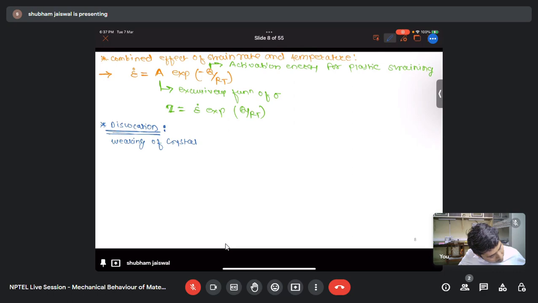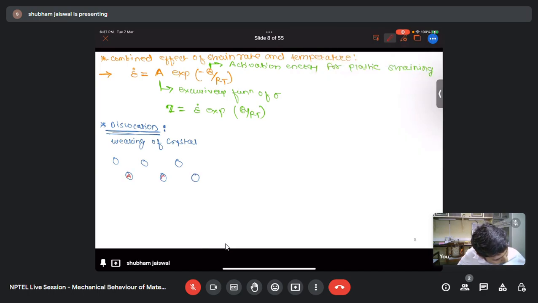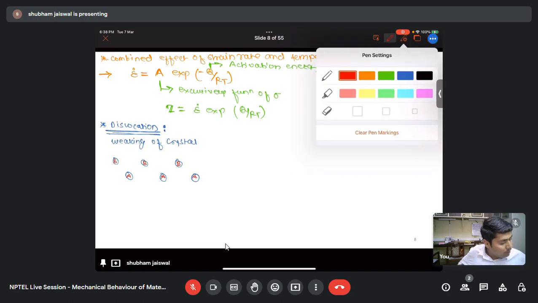So let's say these are the atoms. Okay, so let me write down. Let's say this is A layer, this is B layer. So generally we have seen that the material deforms due to the shearing action or the shear stresses, due to the slip.